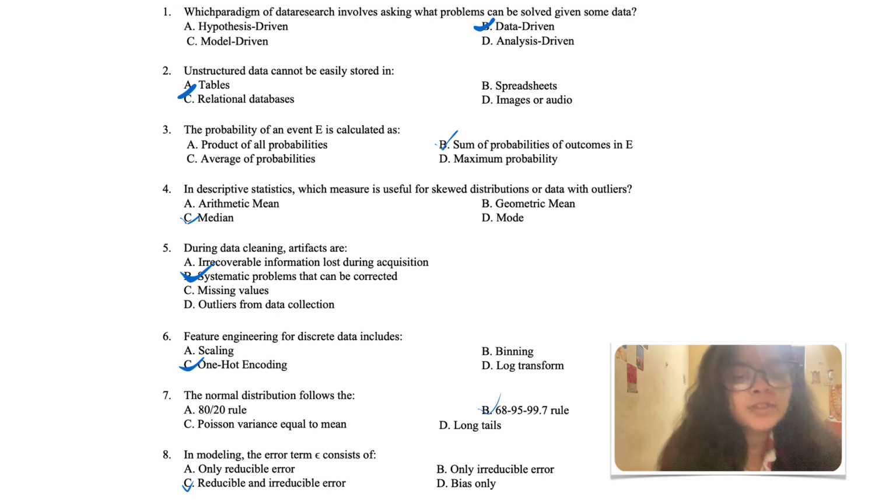The normal distribution follows the 68, 95 and 99.7 rule. This is called the empirical rule, in which 68% of the data lies within 1 sigma, 95% lies within 2 sigma, and 99.7% lies within 3 sigma. In modeling, the error E consists of reducible and irreducible error. In modeling, we have both kinds of error. Reducible error can be reduced using a different kind of model, and irreducible error cannot be reduced.